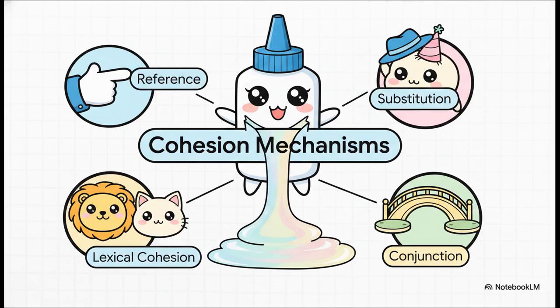There's substitution and ellipsis, where we swap out or just completely drop words because the reader can intuitively fill in the blanks. Lexical cohesion is all about strategically using synonyms, like saying "feline" a sentence after you said "cat," so you don't sound incredibly repetitive. And finally, conjunction, using logical connectors to bridge your sentences.